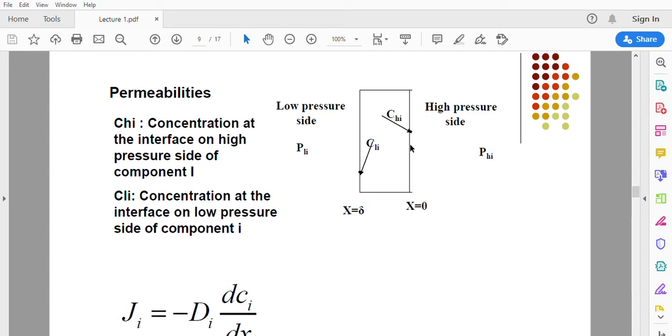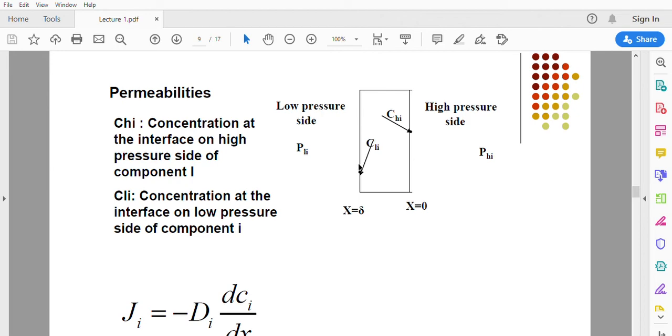So when it absorbs, the concentration of that species will be Chi. Here, in gases, concentration is generally represented in terms of partial pressure. So in gas, the partial pressure is Phi at the membrane. After absorbing at the surface of the membrane, the concentration of that species at the surface will be Chi. Then it will start to diffuse across the membrane due to the concentration difference.